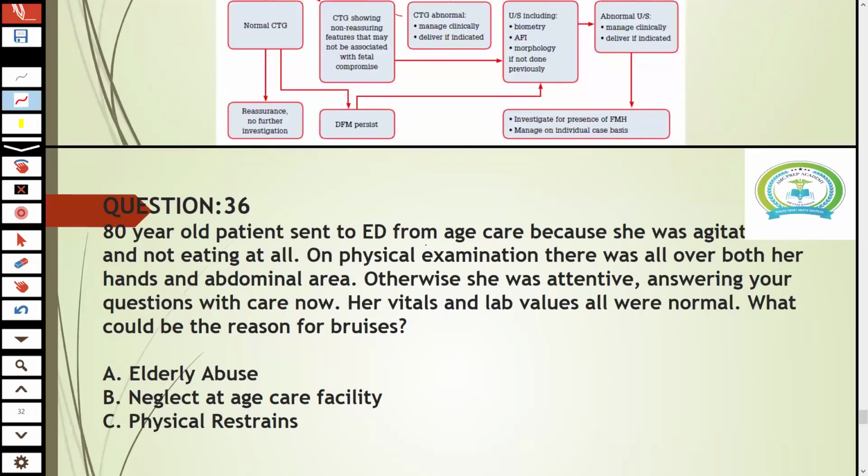Now this question. An 80-year-old patient sent to the emergency department from aged care because she was agitated and not eating at all. On physical examination, there were bruises all over, on both her hands and abdominal area. Otherwise, she was attentive, answering your questions with care now. Her vitals and lab values were normal. What could be the reason for bruises? So with this scenario, what you are expecting is elder abuse, some sort of neglect, or physical restraint?